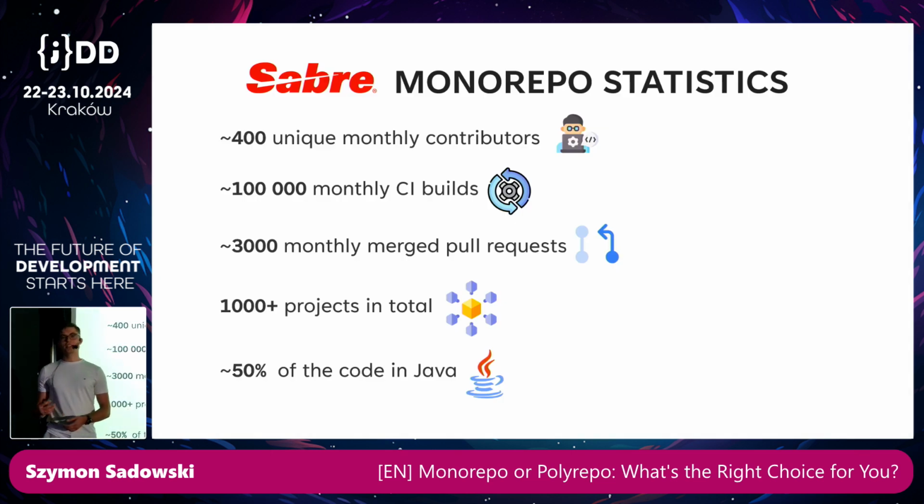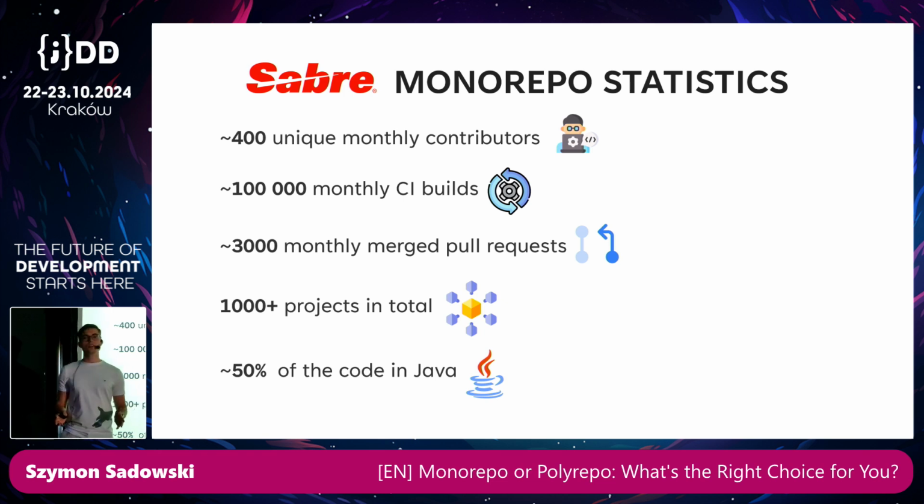And just to give some credibility to what I'm saying here, I wanted to share some statistics about the Monorepo that I'm currently involved in developing, just to give you a sense of scale that we are dealing with. So as you can see, we have 400 unique monthly contributors, 400 engineers contributing to the Monorepo. Every month we build 100,000 CI builds, and every month we merge 3,000 pull requests.